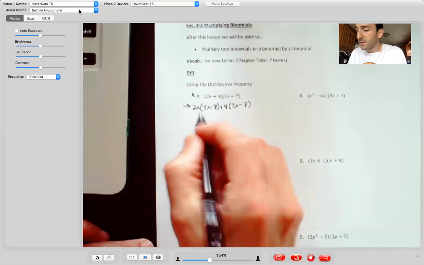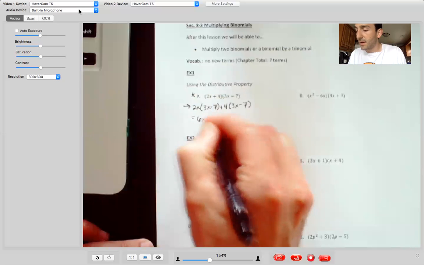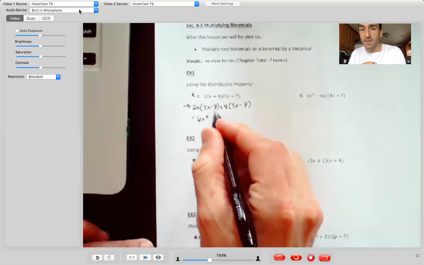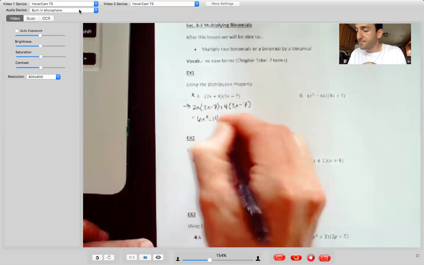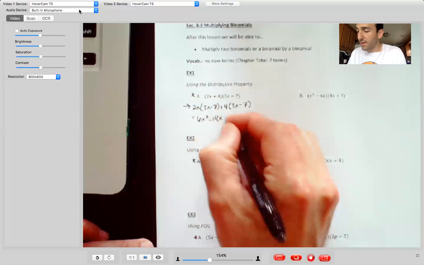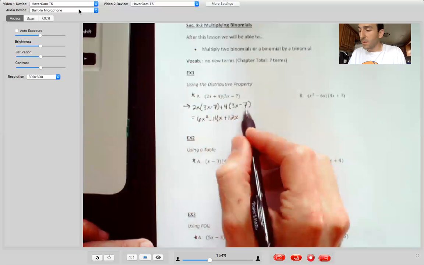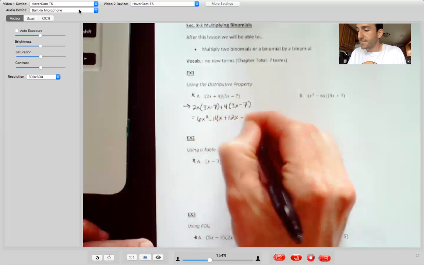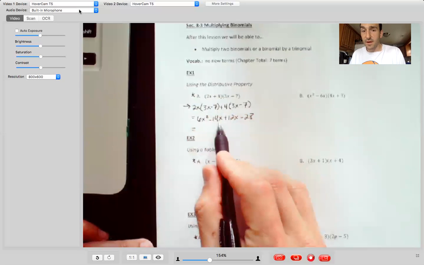So 2x times 3x is going to give me 6x squared. 2x times minus 7 is going to give me minus 14x. 4 times 3x gives me plus 12x. And then 4 times minus 7 gives me minus 28. And a lot of times what you'll have are 2 like terms in the middle. Don't forget to combine them.